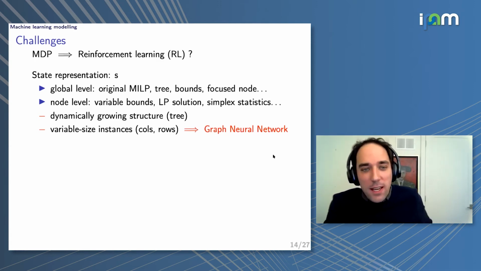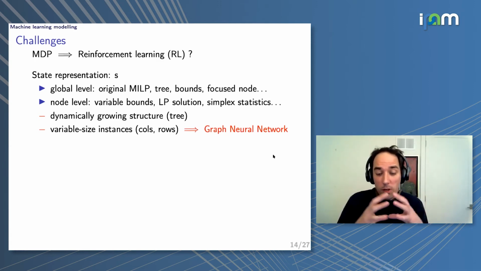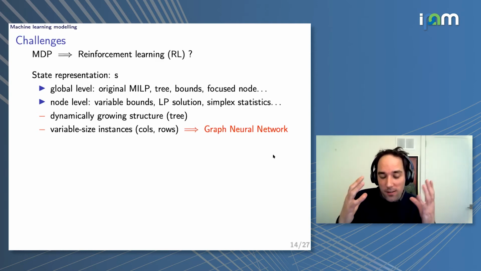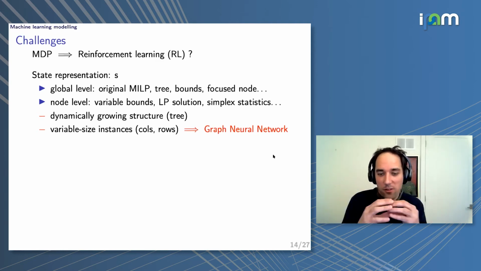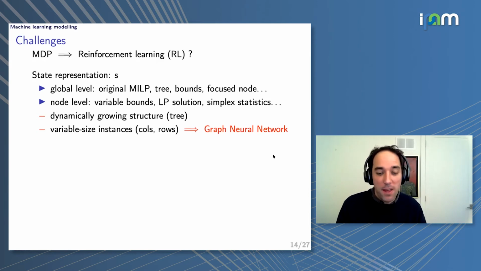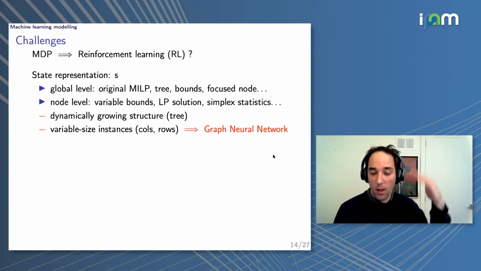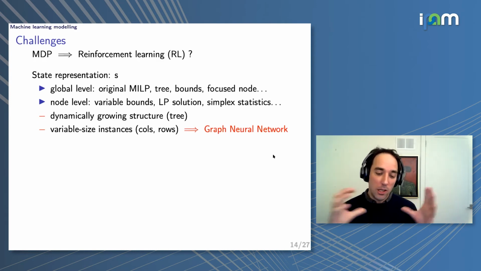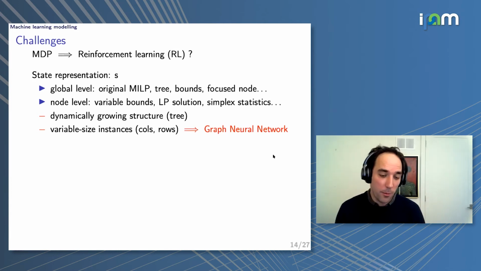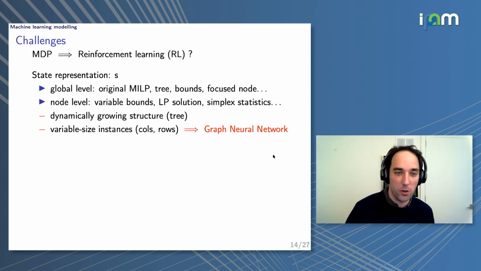You can, of course, think that this tree that you're exploring will grow, right? So your state space, in a sense, does not come in a fixed-size or fixed-length vector. And in addition, you'd like to be able to model problems of different sizes. So if you think of the coefficient matrix A that I talked about earlier, you'd like to be able to model problems of different sizes. So for that, we're going to use a graph neural network. And this was really the contribution of this work.